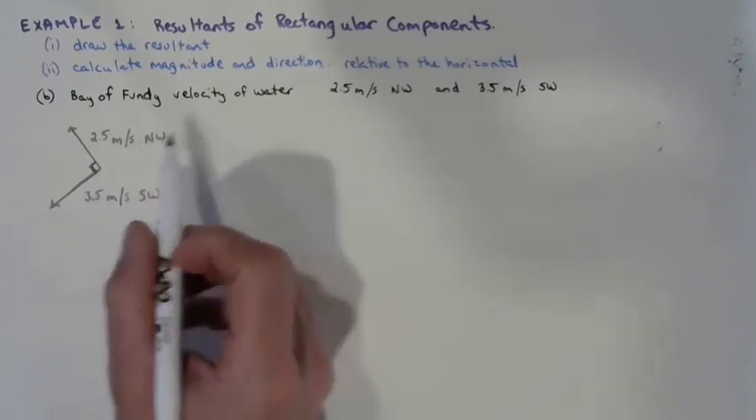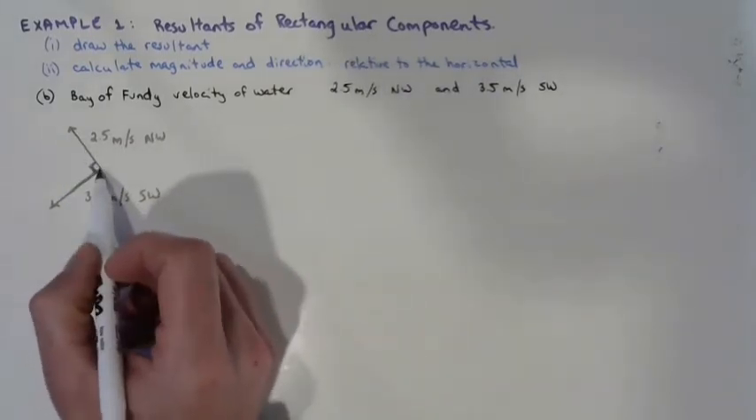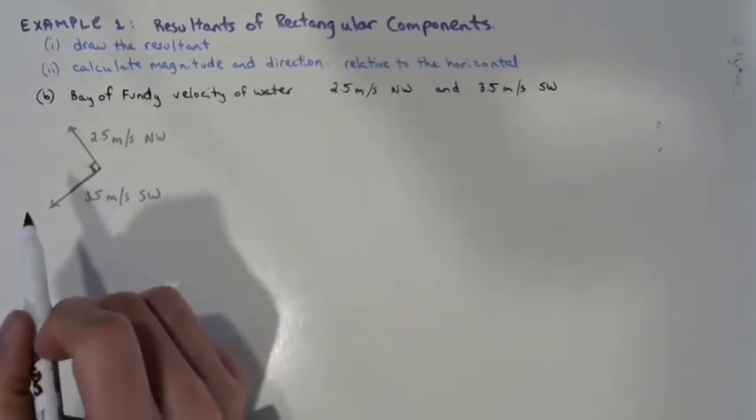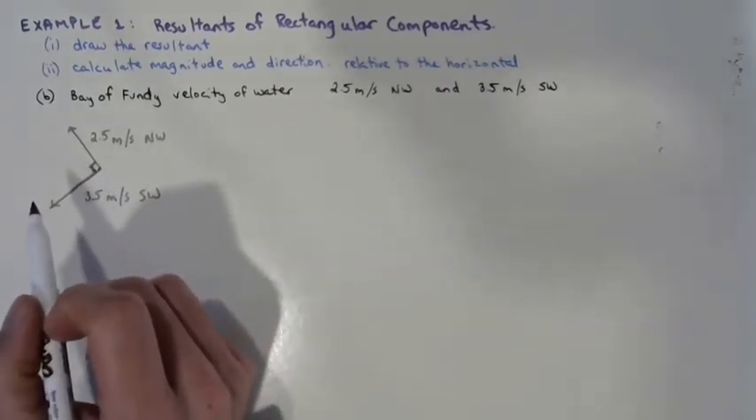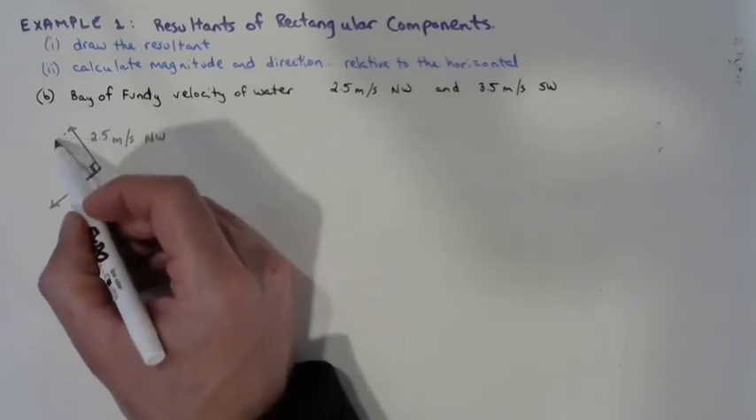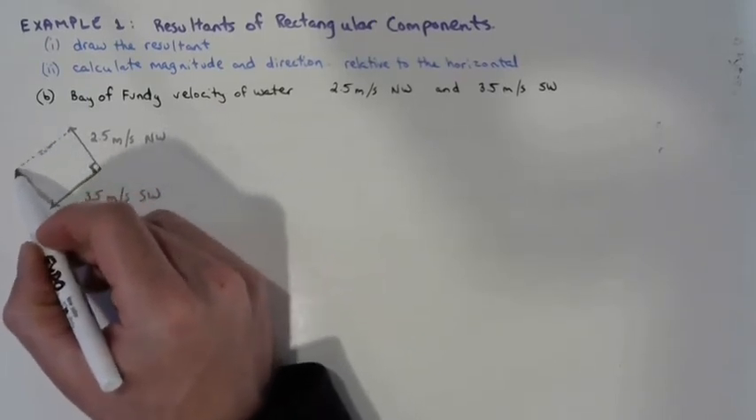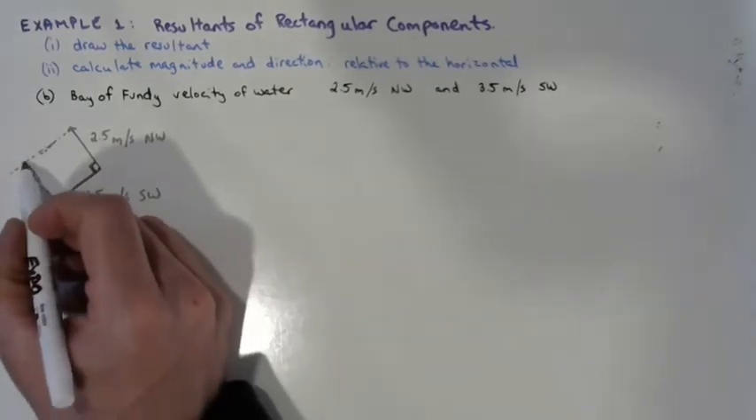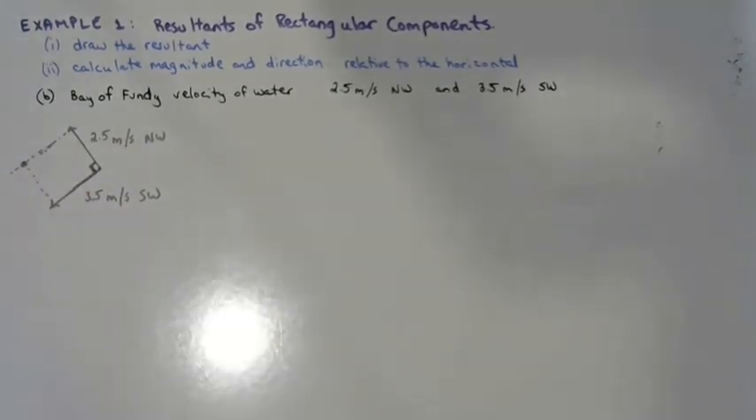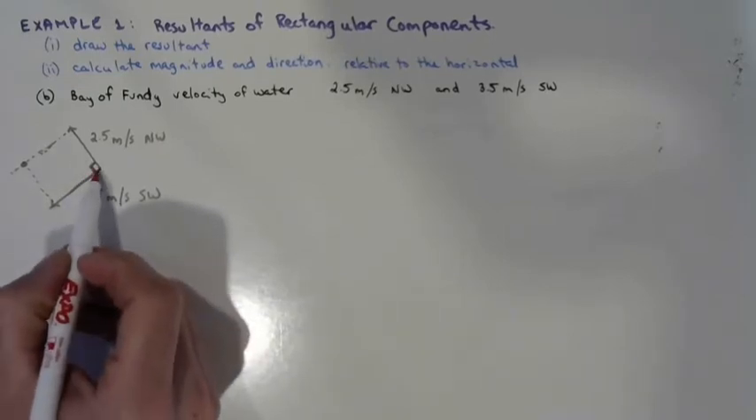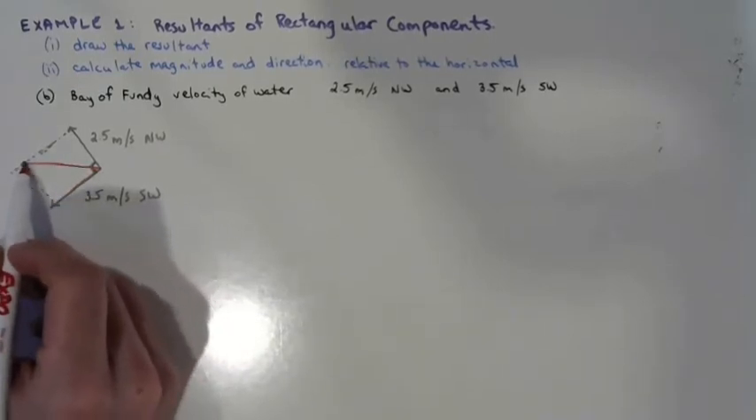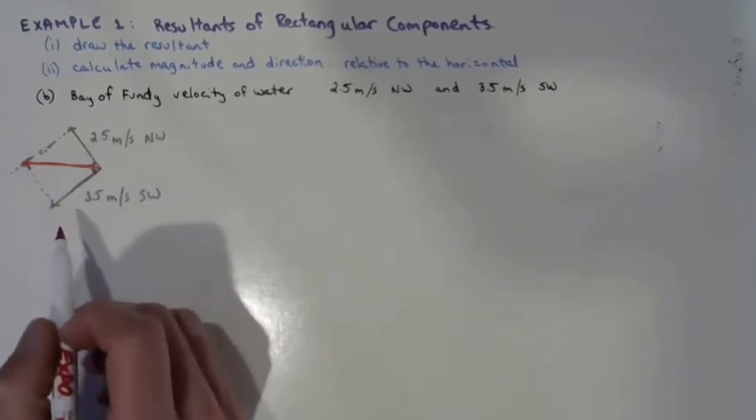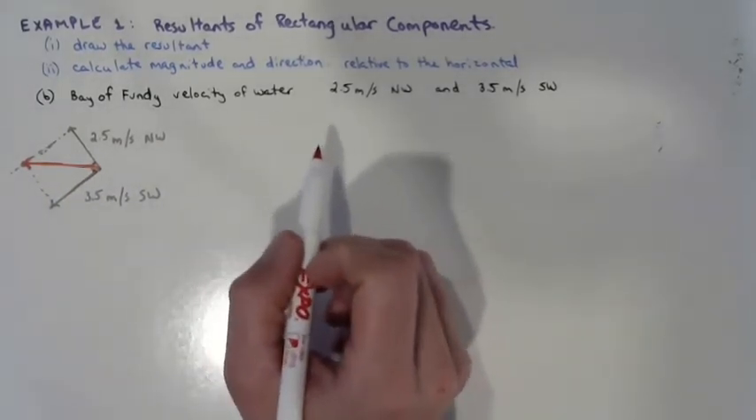And so I can see that I have rectangular components, and I can see that I'm actually organized tail to tail this time. So I'm going to first go ahead and complete my parallelogram, which is going to be a rectangle. Looks about like that. And so my resultant is going to be from the tail of these two vectors over there. That's going to be the resultant of the vector addition here between the velocity of water.